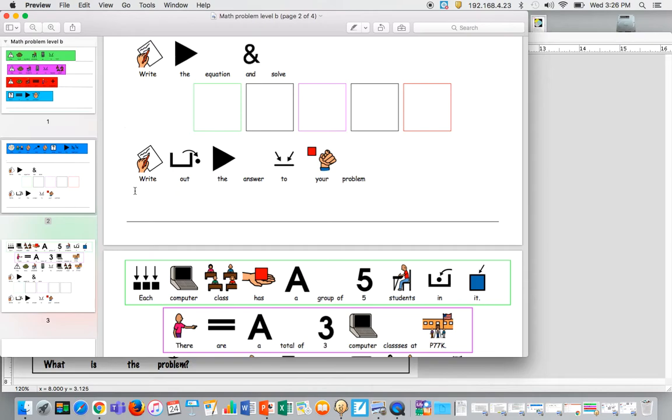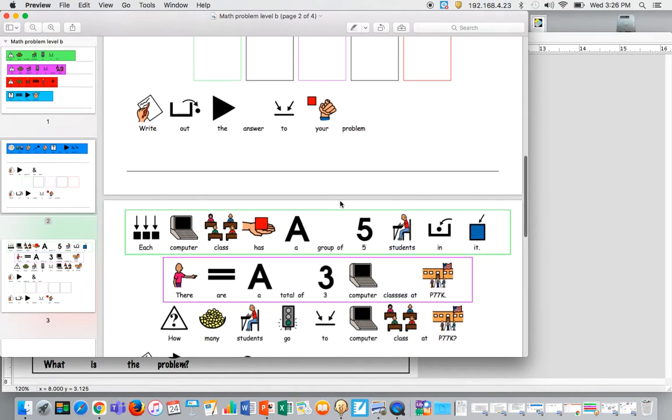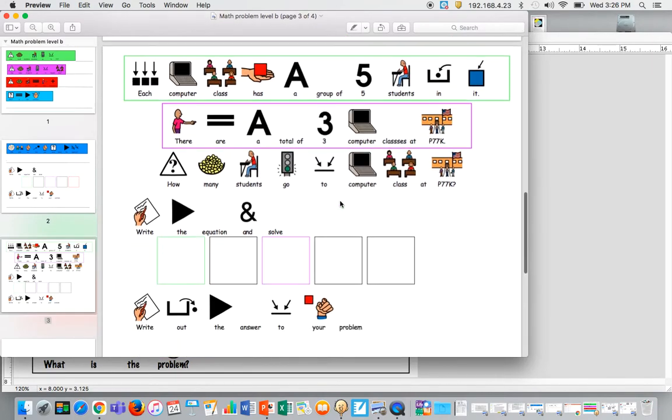Write out the answer to your problem. So I didn't give them that sentence starter. I have them go through, solve the equation, and then I want them to write it out. How many students are in Mr. Williams' class? Next, I presented a little challenge question.